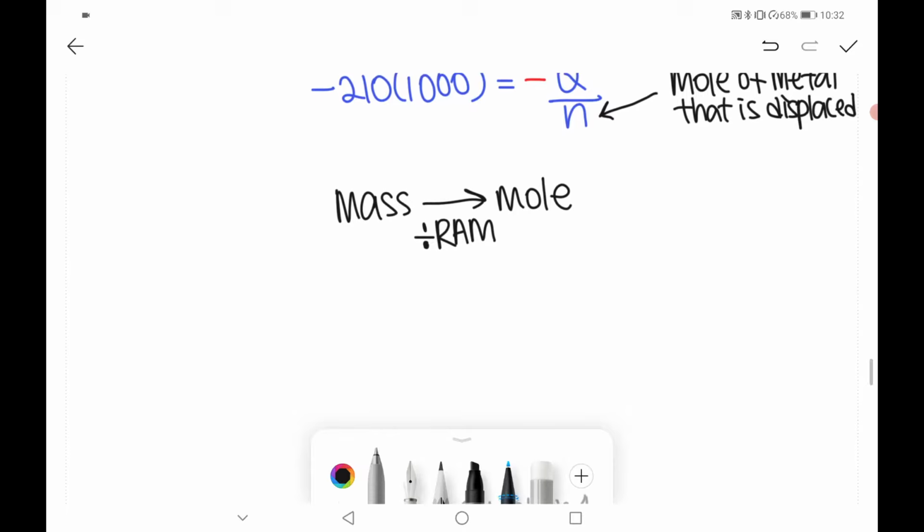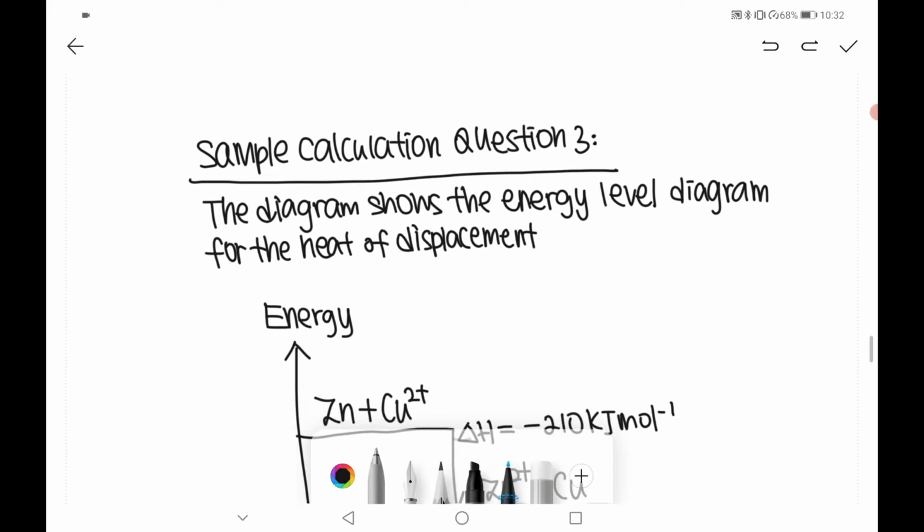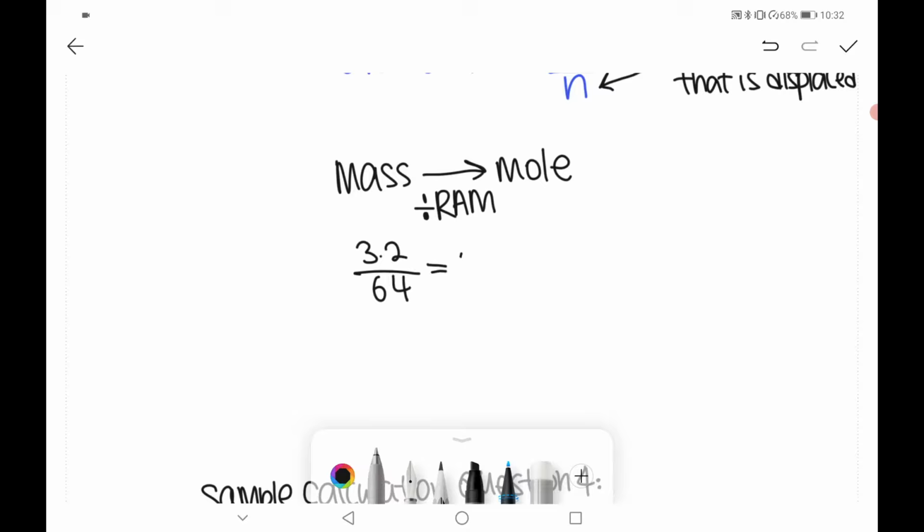So what is the mass? 3.2. So what is the RAM? The RAM of copper, they should give you here. So let me give you this. RAM of copper supposed to be 64. I forgot to write just now, so sorry for that. So it should be 64. So 3.2 divided by 64, the answer is 0.05 mole.